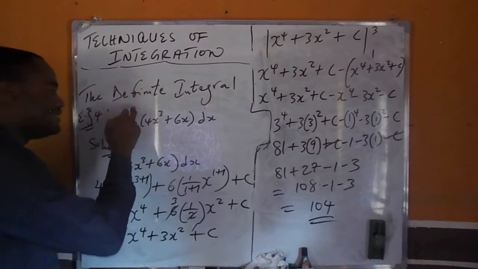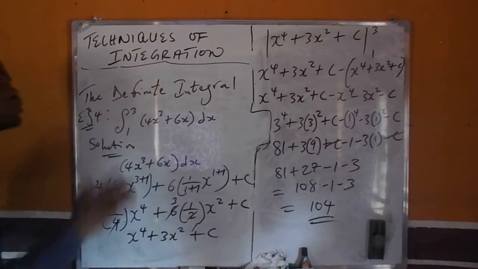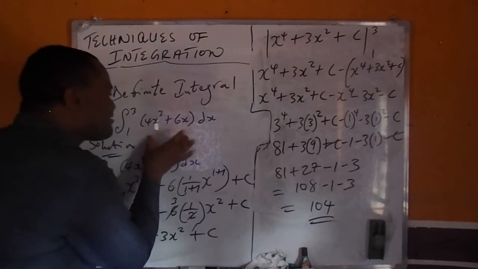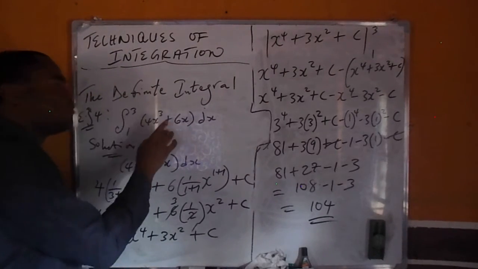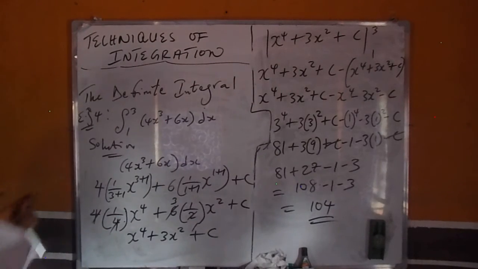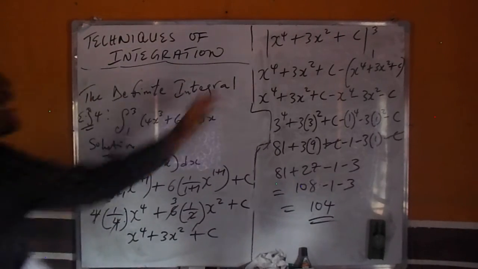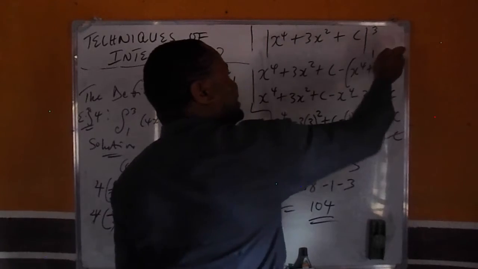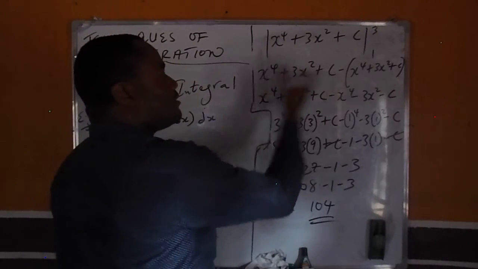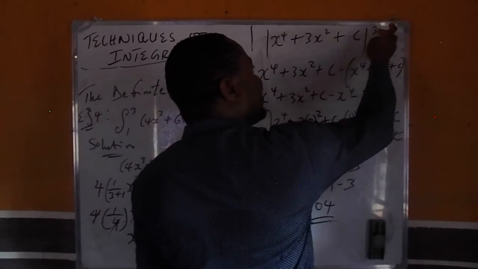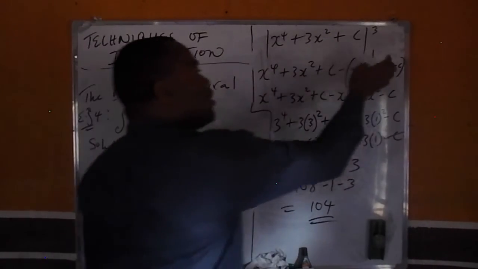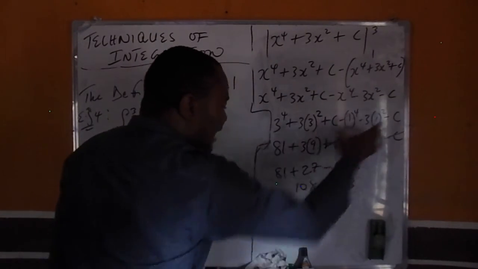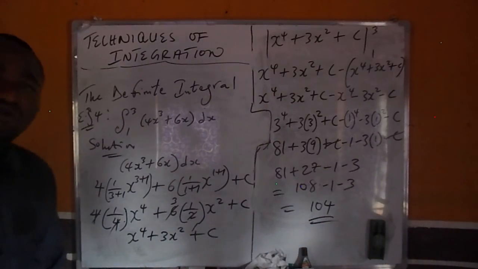I've said that whenever you come across questions like this under the definite integral, don't touch the limits first. Just integrate 4x cubed plus 6x. After integrating it and getting your answer, then you can come and touch the limits. Like when we get x raised to power 4 plus 3x squared plus c, then we have 3 and 1. The first one, we substitute 3 for x, while in the second one we substitute 1 for x. Substituting it, this is what we have. Then our final answer gives us what? 104. Thank you.